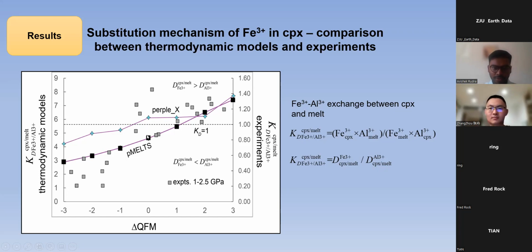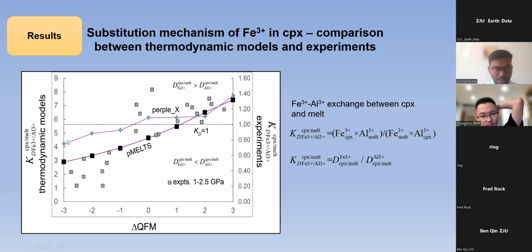But we see, both in thermodynamic models as well as in our experiments, that as the system becomes more oxidizing, the KD value goes up. What does it mean? It means that ferric iron becomes more compatible in CPX compared to aluminum. So this ratio goes up with increasing fO2, which is true for both our experiments as well as the thermodynamic models. But notice that they're plotted in different scales. The thermodynamic models are plotted on the left axis, the experiments on the right axis. And notice the numbers are very different.